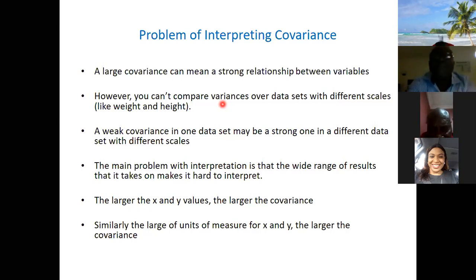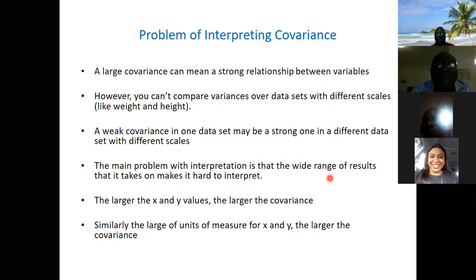So you will discover that the value of the covariance depends on two things. It depends on how big the values of X and Y are. It also depends on the unit of measurement. If naturally the unit is big, it just gives a larger value. So it's not standardized. A weak covariance in one data set may be strong in another. The main problem with interpretation is the wide range of results it can take, because the value depends on the units of the different things you are measuring. So because of that, it's not universal.